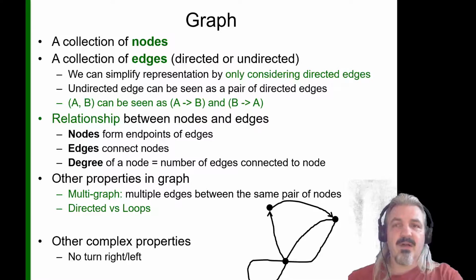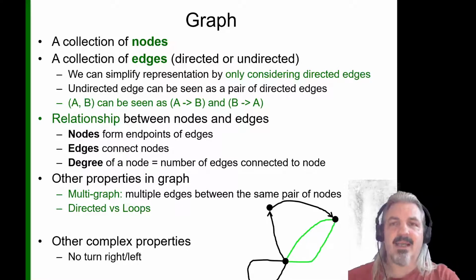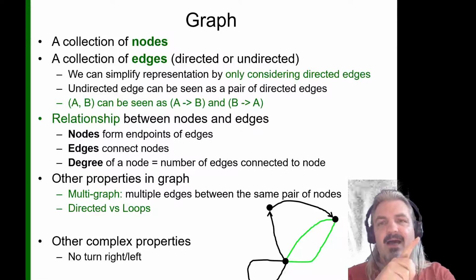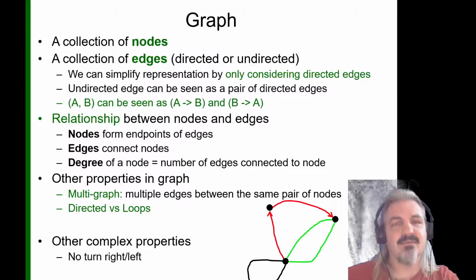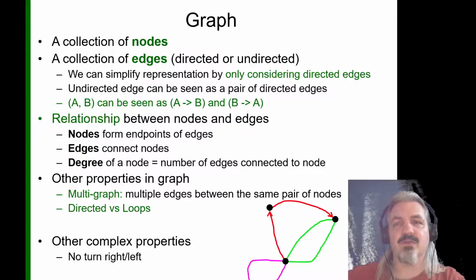We also have multigraphs, which gives us loops and complex graphs. So that would be undirected loops. We have our directed edges and a loop that comes back to the original node.